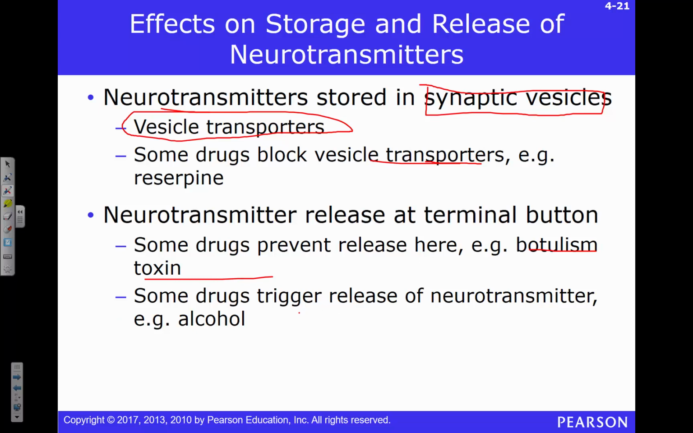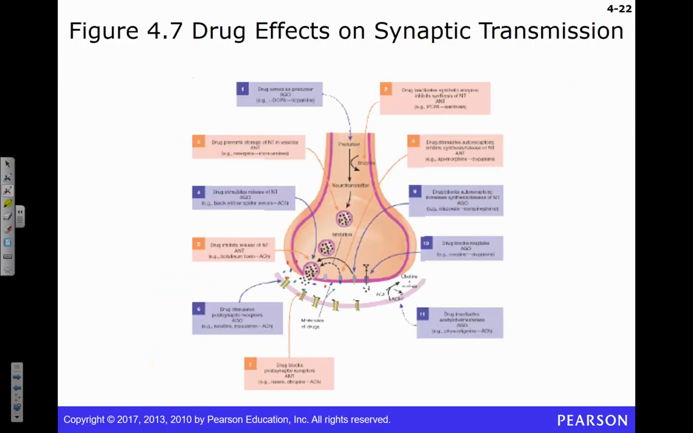All right. And some drugs can trigger the release of neurotransmitters. Alcohol is going to... cocaine will trigger the release of dopamine. Alcohol, we're thinking about inhibitory transmitters like GABA.